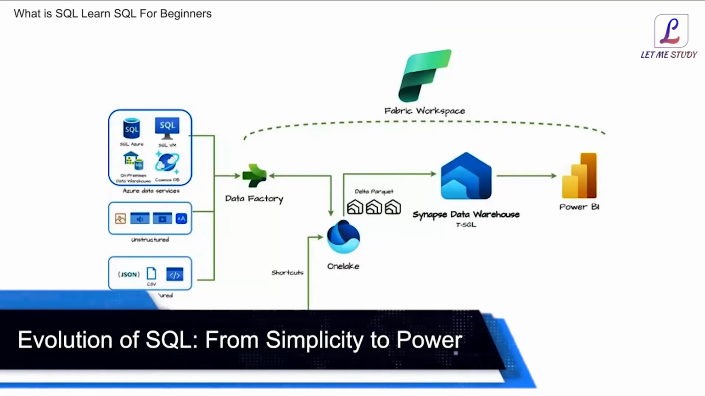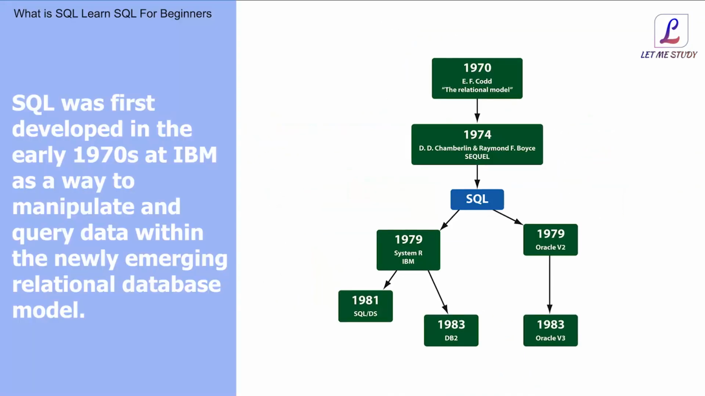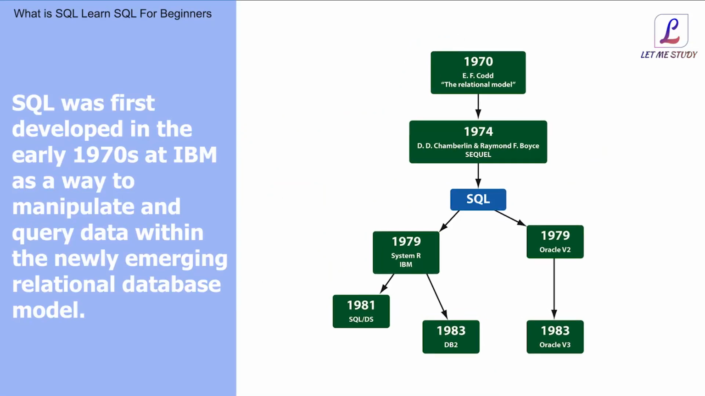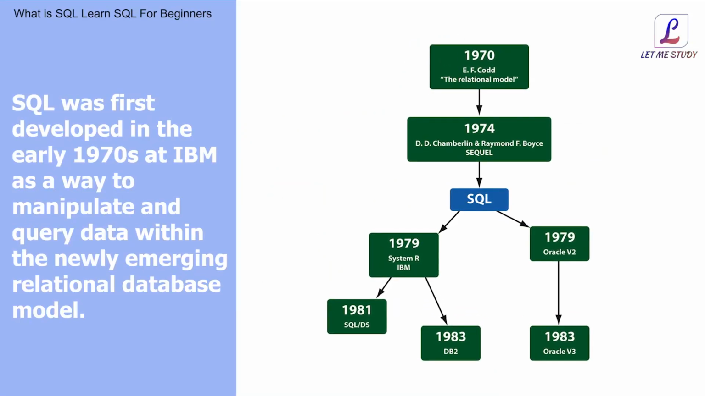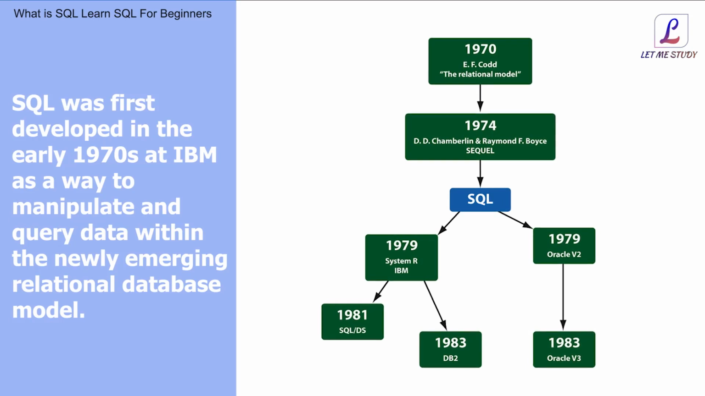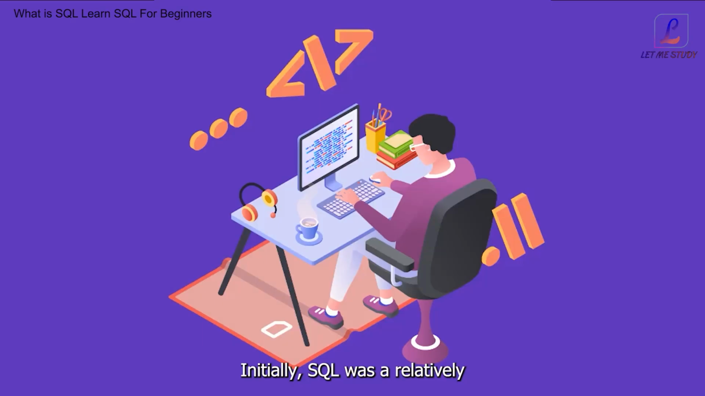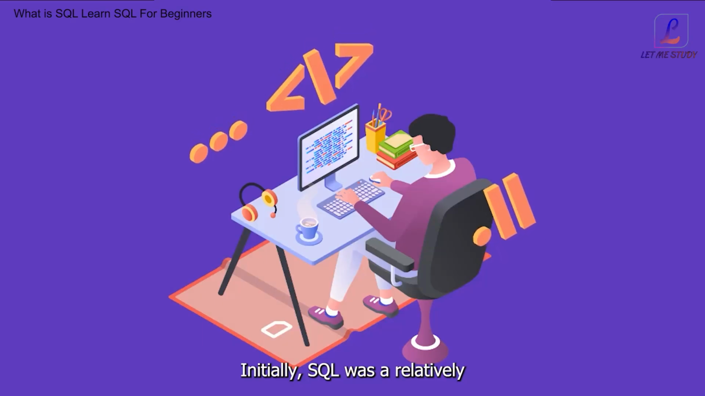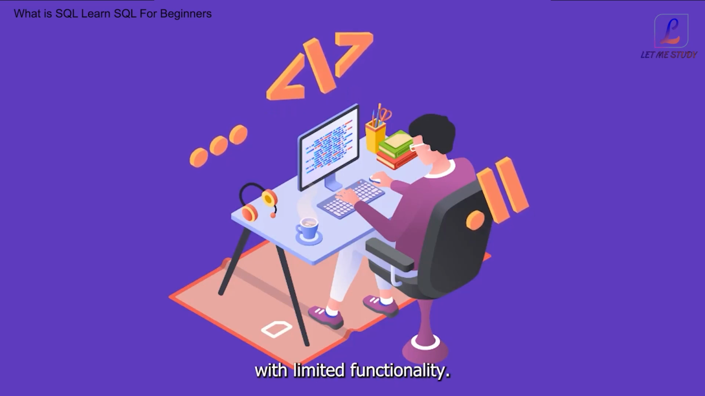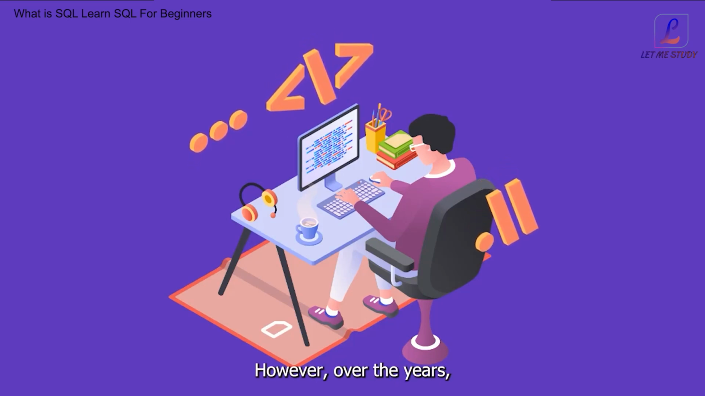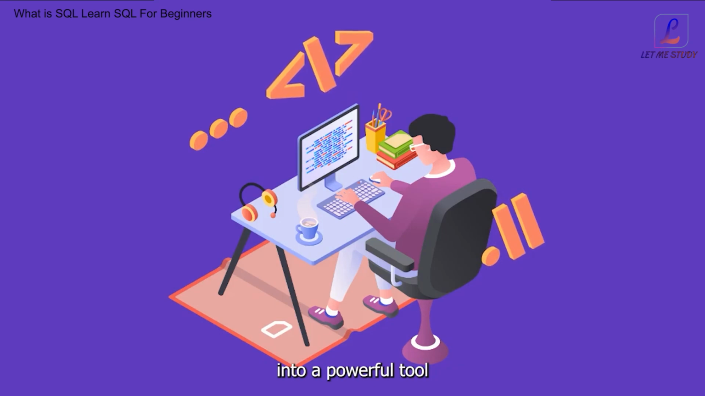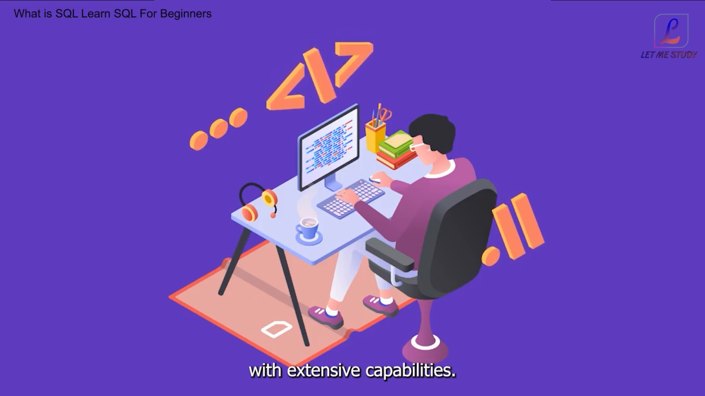Evolution of SQL, from simplicity to power. SQL was first developed in the early 1970s at IBM as a way to manipulate and query data within the newly emerging relational database model. Initially, SQL was a relatively simple language with limited functionality. However, over the years, it has evolved and matured into a powerful tool with extensive capabilities.